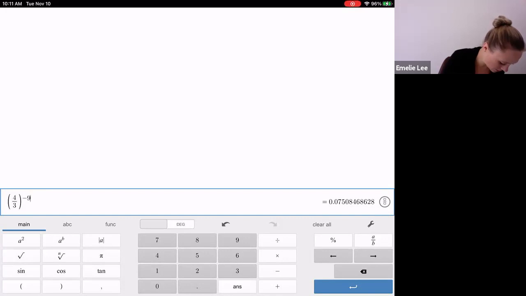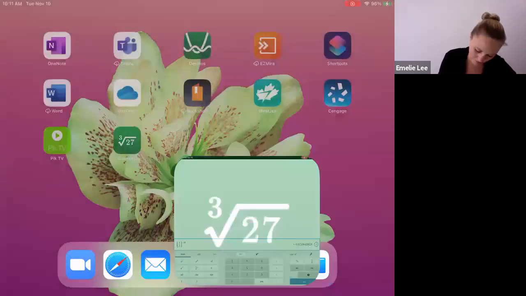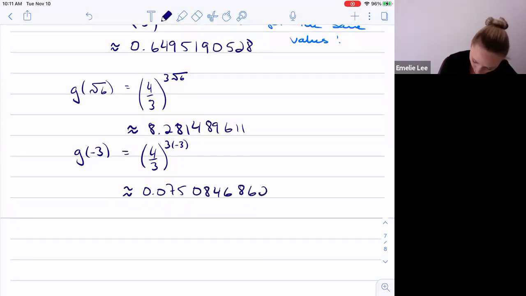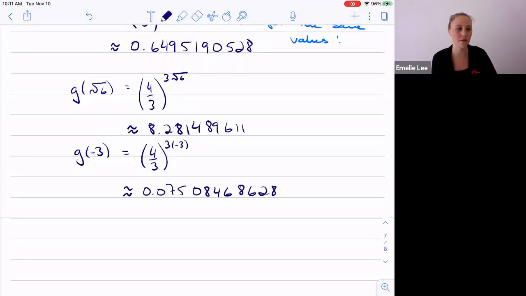So 4 divided by 3 to the power of -9. So this becomes 0.07508468628. Hopefully I copied that out right. 0.07508. Looks good.